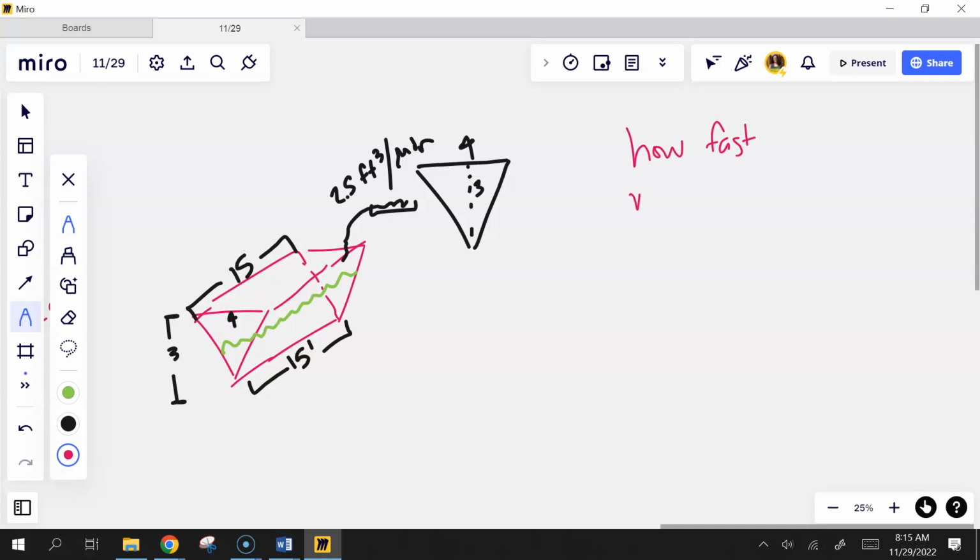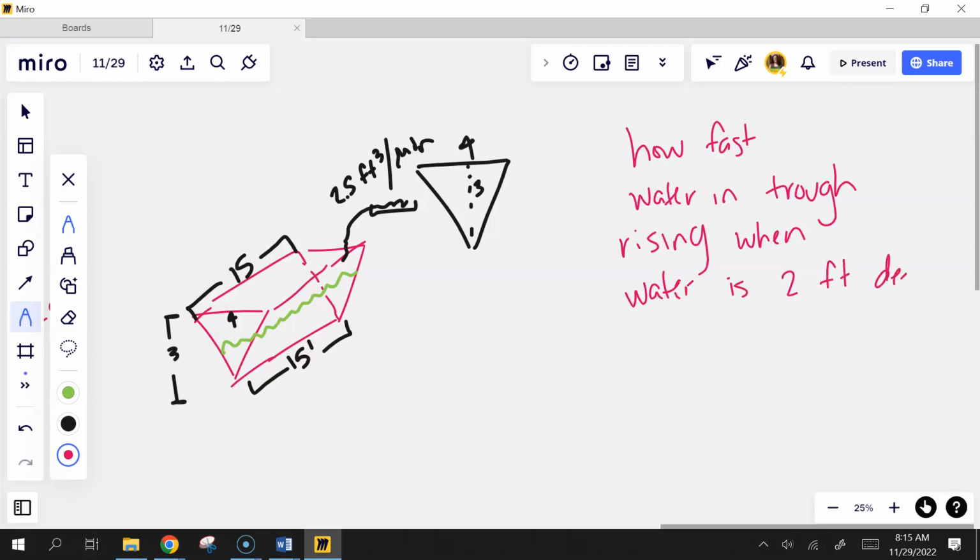How fast is the water in the trough rising when water is 2 feet deep? Kind of gross, right? When I think of calculus, these are the kind of problems I think everybody thinks of, because they're not all this hard, but this is pretty tough. So let's try to wrap our brain around what they're asking us for, what we have, what we can find, what we don't have, what we need, all that good stuff.